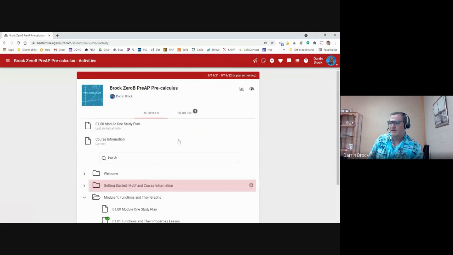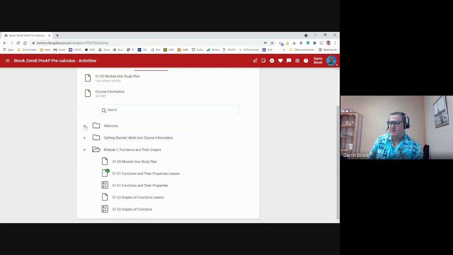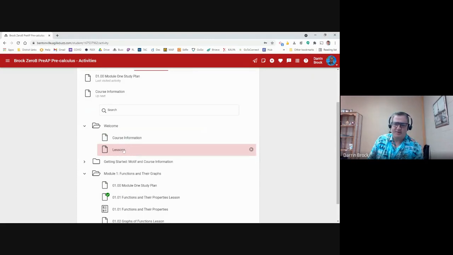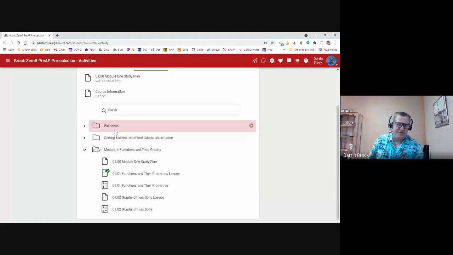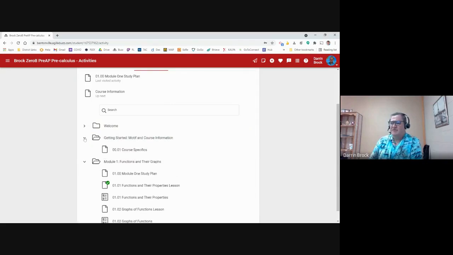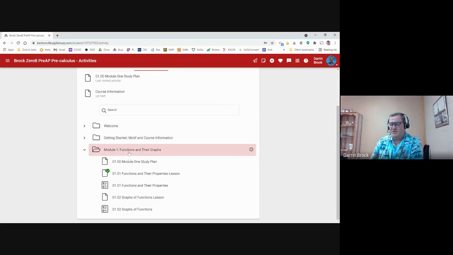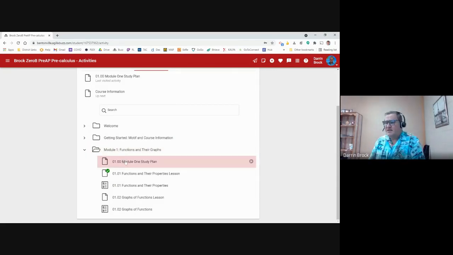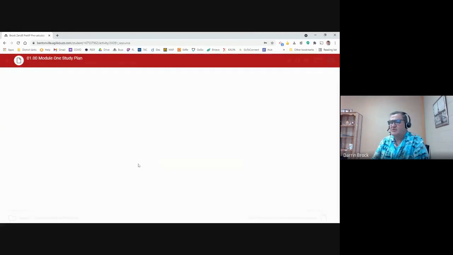We have the welcome, which basically has some course information and talks about what the lessons look like. You can read that if you want to. It's not necessary. It just talks about Buzz and how it operates for this. This one, course specifics, is again just detailed information. But here's the module. This is where we're starting, functions and their graphs. So we start with a review of functions and getting into some detail on that. This did have an interesting thing. I left this in here, this module one study plan. If you're someone who likes to do these types of things, I'll show you what this looks like.